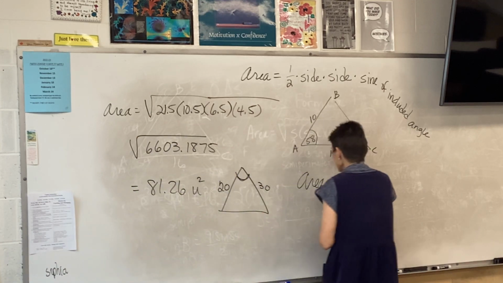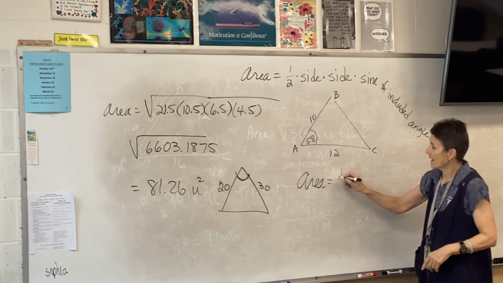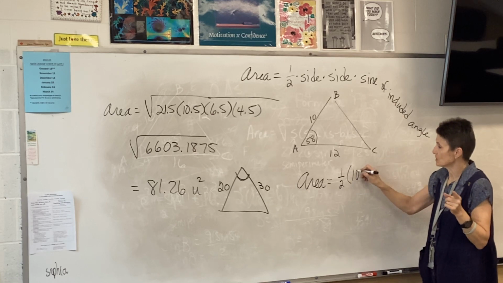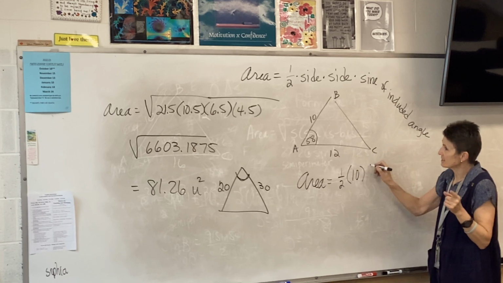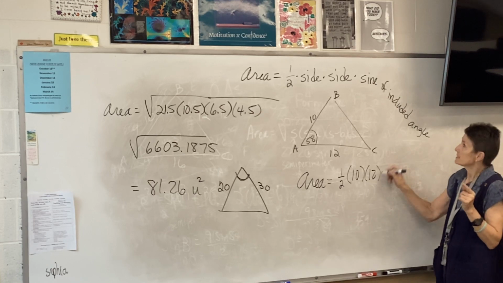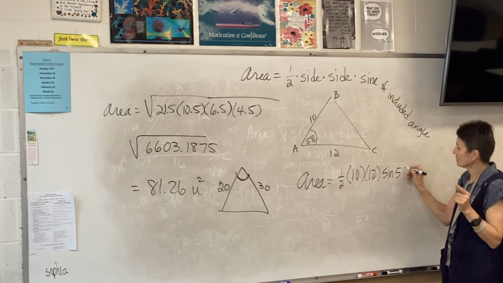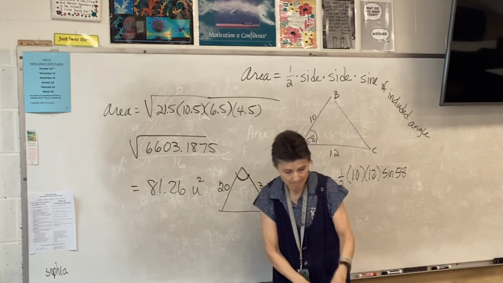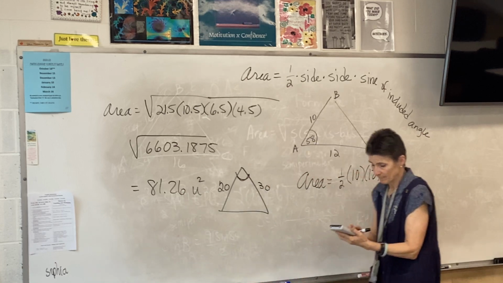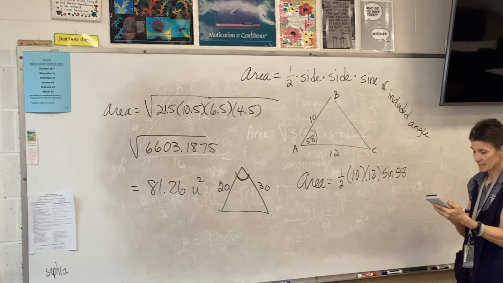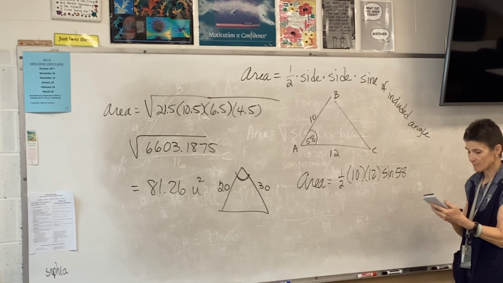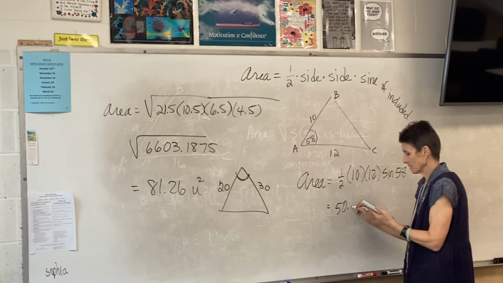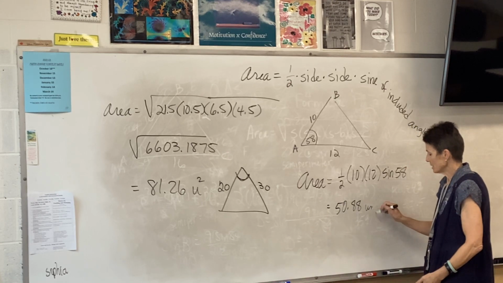The area of this triangle will be 1/2, always 1/2, that's part of the formula. The first side, which is 10, times the second side, which is 12, times the sine of the angle in between them, which is 58. 1/2 side sine. So then I get my calculator out. 1/2 times 10 times 12 times sine 58 equals 50.88 units squared.